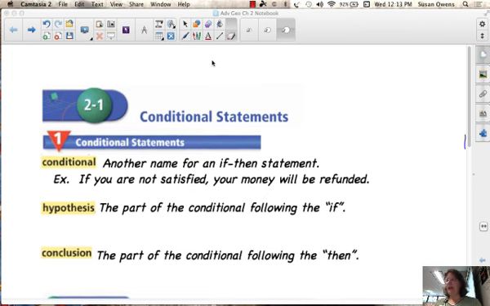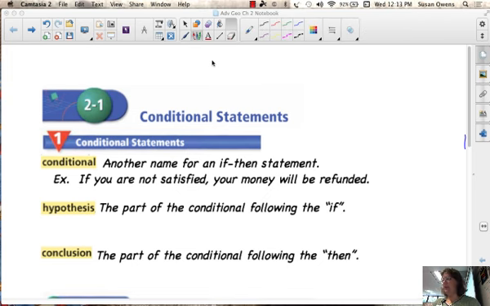Okay, so first we have a conditional. A conditional is another name for an if-then statement. So for example, if you are not satisfied, your money will be refunded. There are two parts to a conditional statement. First you have the hypothesis, which is the part of the conditional following the if. Now please don't think that has to be at the beginning of the sentence.